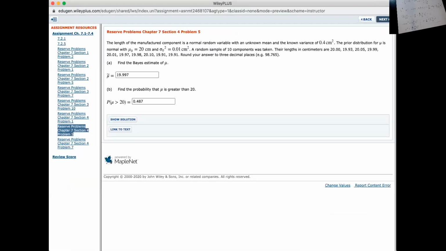Yeah. So here's the question. The length of the manufactured component is a normal random variable with an unknown mean and known variance. So the mean is unknown, okay, and the variance is known, 0.4 square centimeter. The prior distribution for mu is normal with mu 0 of 20, and sigma 0 square is 0.01 square centimeter. A random sample of 10 components was taken, and their lengths in centimeters are 20, 19.93, 20.05, 19.99, through 19.91. Round your answer to 3 decimal places. Find the Bayes estimate of mu.